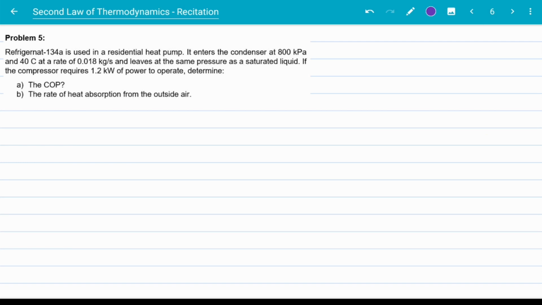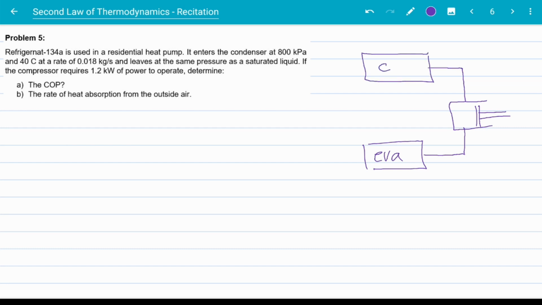Let me give you a brief drawing of the cycle that we're dealing with. So this is the evaporator. The working fluid then enters the compressor. After the compressor, it goes into the condenser. And then it goes through a throttling valve and goes back to the evaporator. And this is the direction of the cycle.